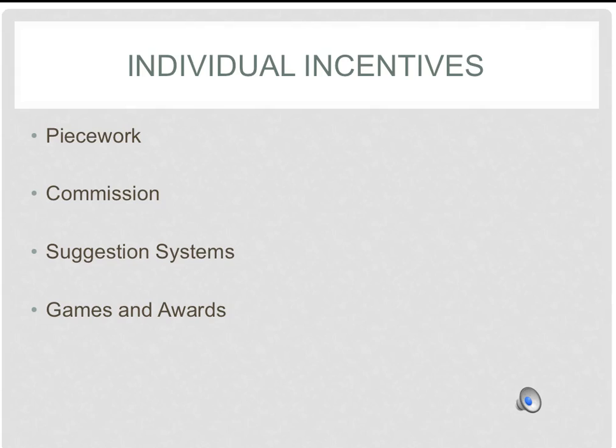So with individual incentives, you can do piecework, which is like, for everything that I create, I get a benefit. I get a little pay increase. So if I'm in a manufacturing environment and I make 10 pairs of socks, I'll get a reward for every pair of socks that I make. And then as I make more and more, the rewards get richer and richer.